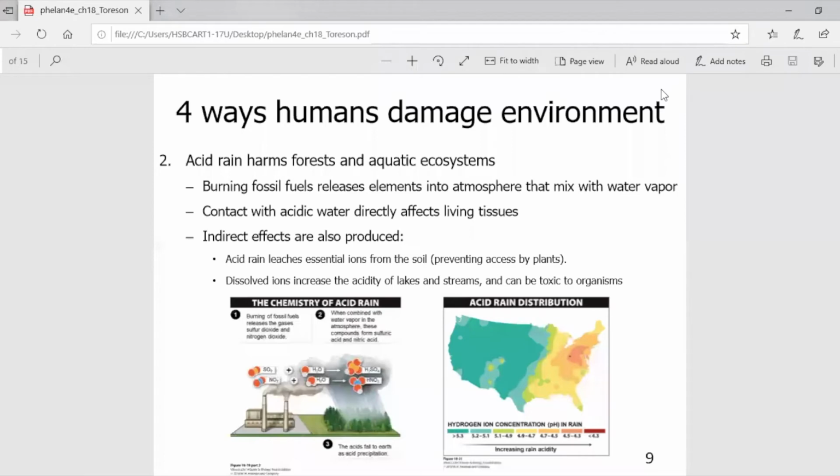A second way human activity damages the environment is acid rain. So we learned about acids and bases and pH way back in Unit 1.